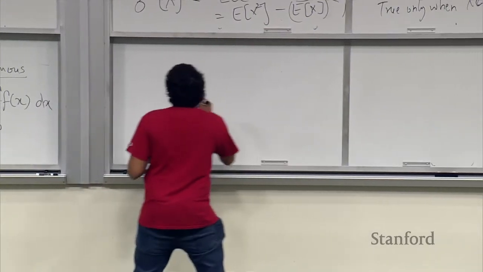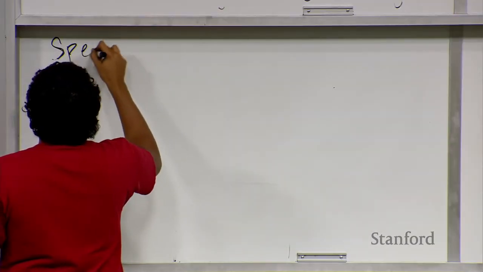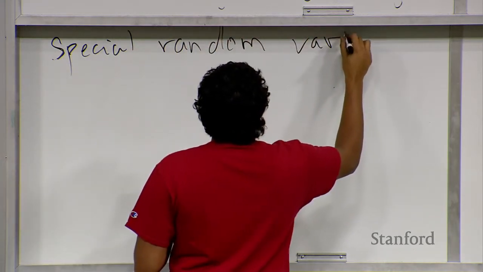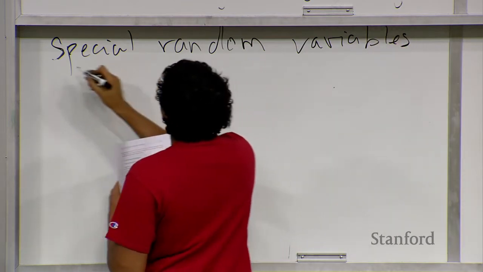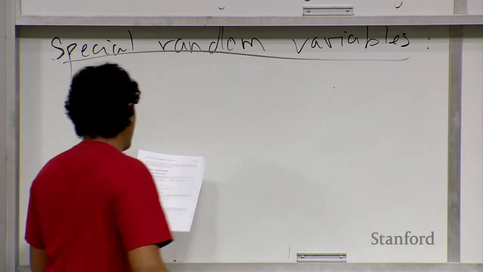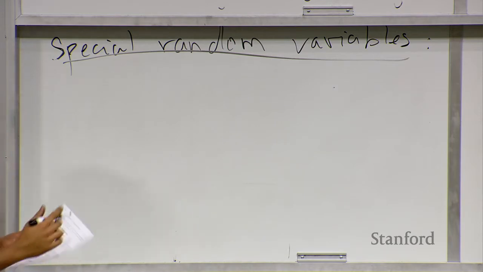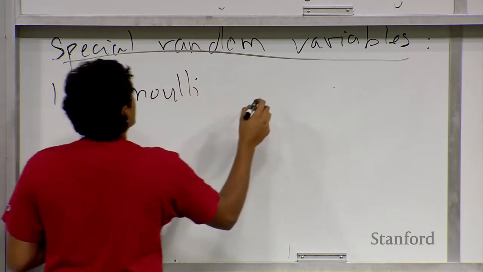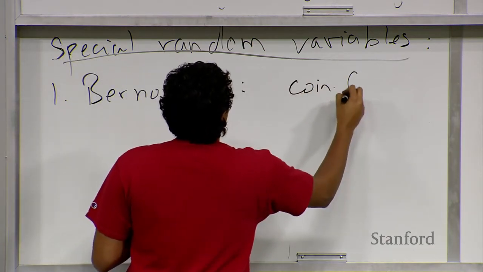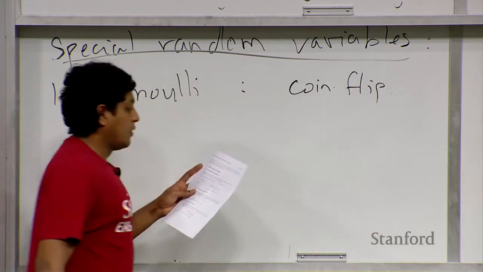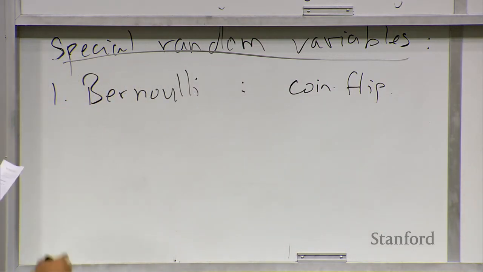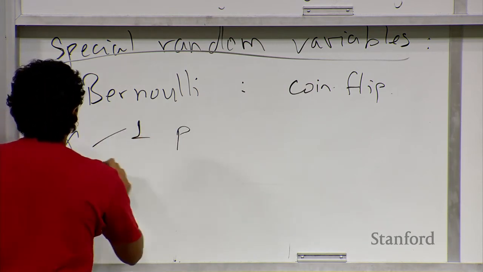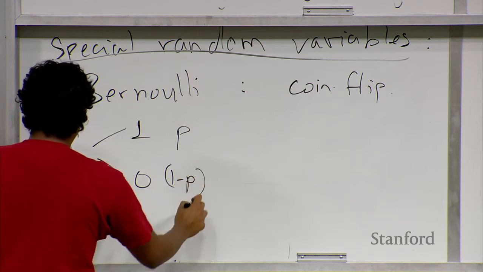All right. So now we will look at some kinds of special random variables. The first thing we will look at is called a Bernoulli random variable. This is basically analogous to a coin flip. If you have a Bernoulli random variable x, it takes the value 1 with probability p and 0 with probability 1 minus p.